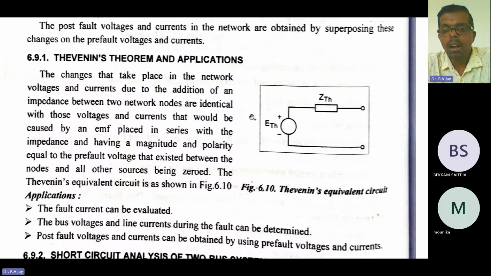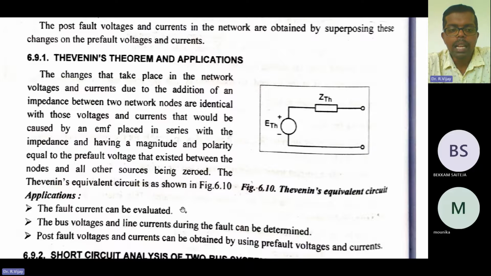So all the voltage sources are replaced with one equivalent voltage source, that is E Thevenin, and all your resistances or impedances are replaced with one equivalent impedance, that is Z Thevenin. Okay, so all other sources become zero. The Thevenin equivalent circuit is shown in the figure.